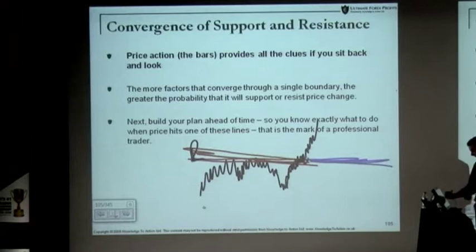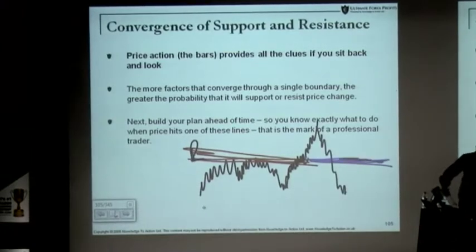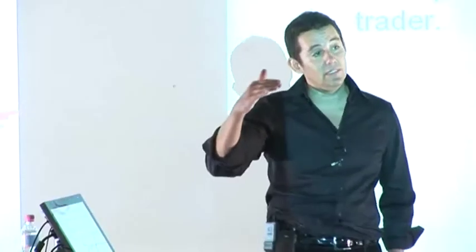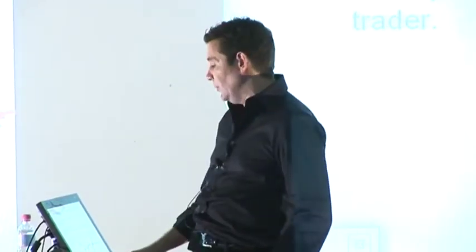If the price then breaks back down through here, what is this now called? Resistance again. So it's always relative. It's always related to where the price is in relation to the line. If the price is below it, it's resistance. If the price is above it, it's support.